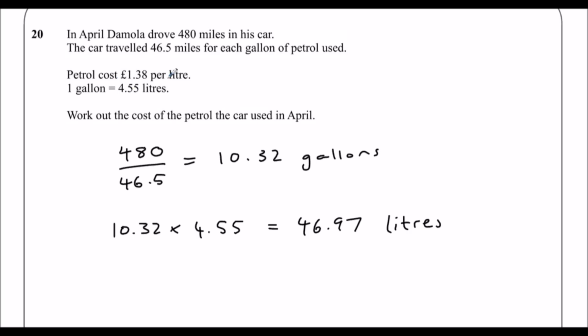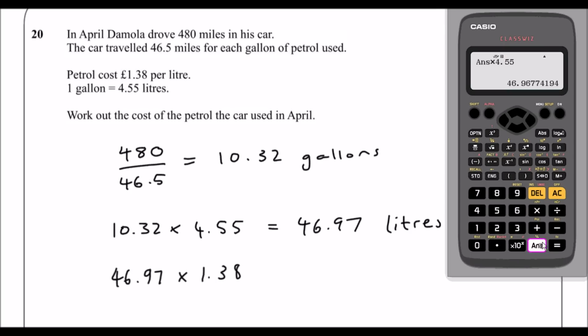Petrol costs £1.38 for each litre. So the number of litres times 1.38. I'm using the answer button every time, so I'm keeping the whole number in the calculator. I'm not using the rounded number. So answer times 1.38.